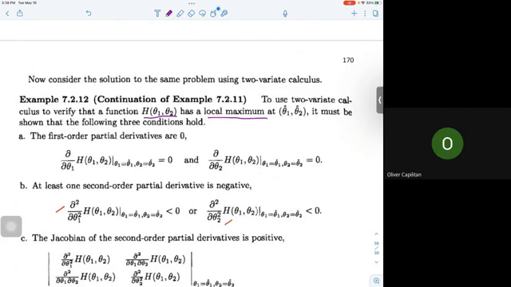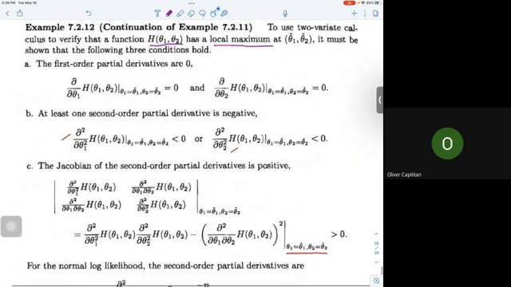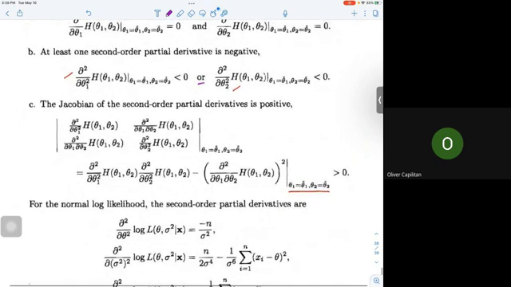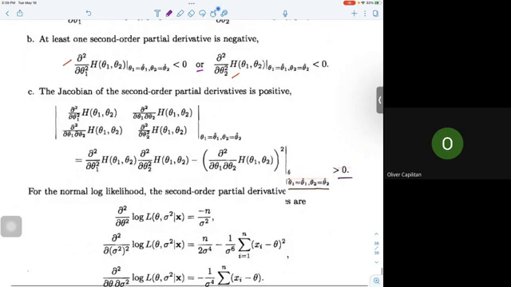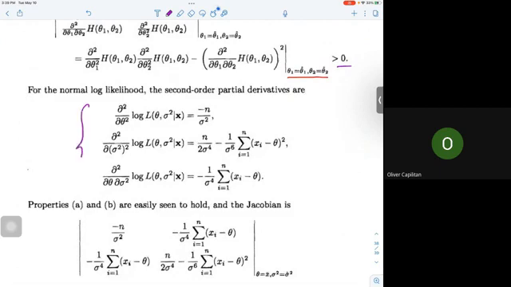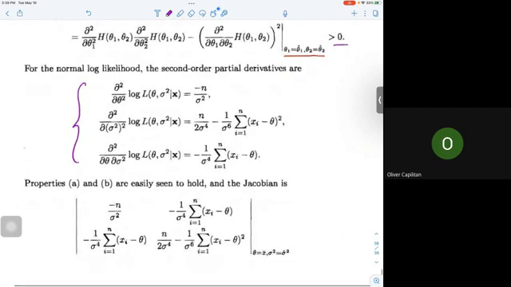Okay, so the first order partial derivatives are equal to 0, evaluating on this value, theta sub 1 equal to theta sub 1 hat, theta sub 2 equal to theta sub 2 hat. And then at least one of the second order partial derivatives is negative. At least, kaya or siya, or. And then the Jacobian of the second order partial derivatives is positive. So, positive. Okay, assume na nakuha na natin to, ang second order partial derivative.